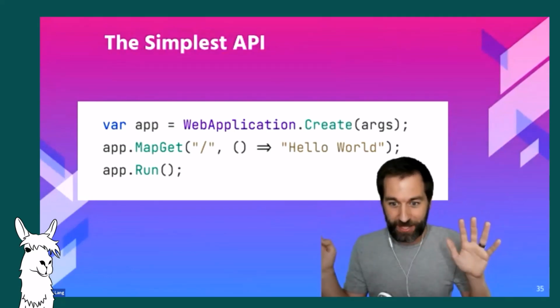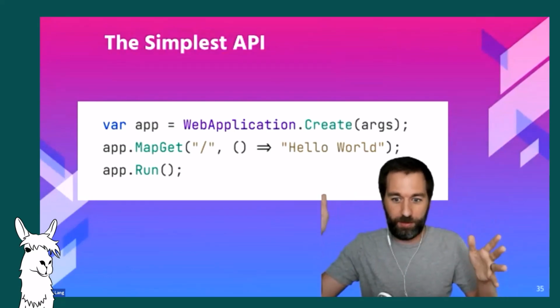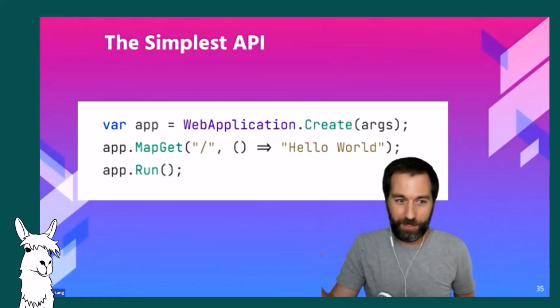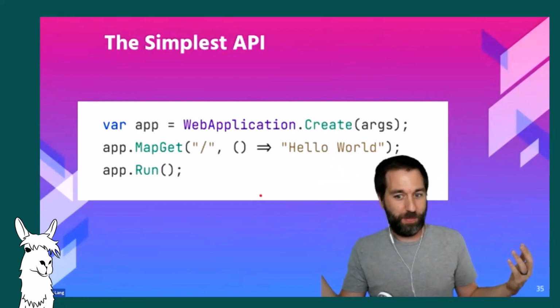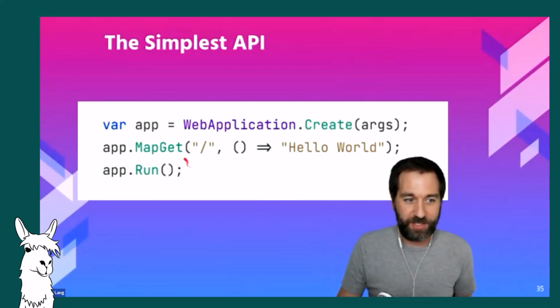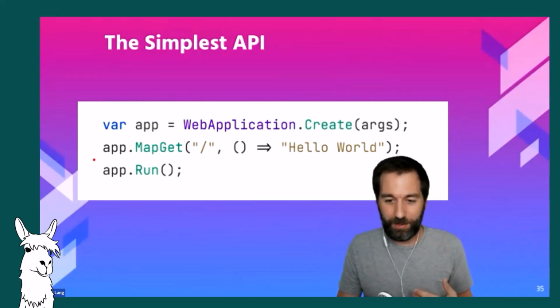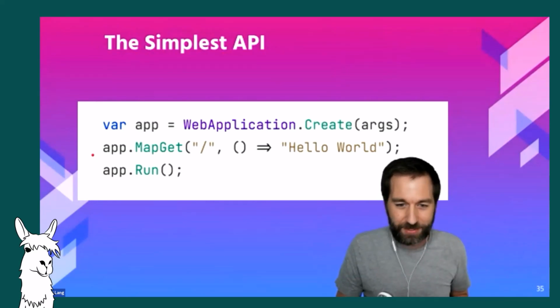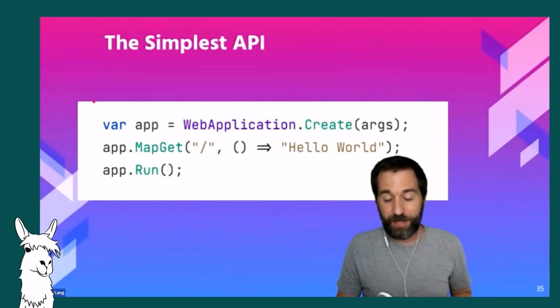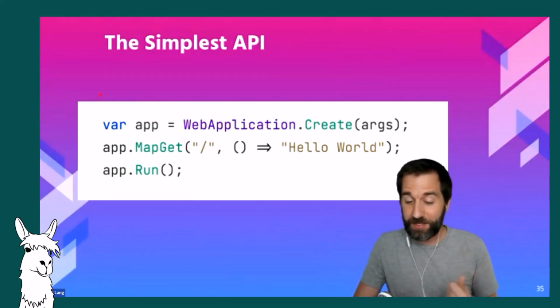This is it. And this isn't a snippet. This is the whole file. Like that's line 1, 2, and 3. And so you create your web app. And so this is using top level statements. So again, there's no main method. There's no program class. It's using implicit namespace, global namespaces.